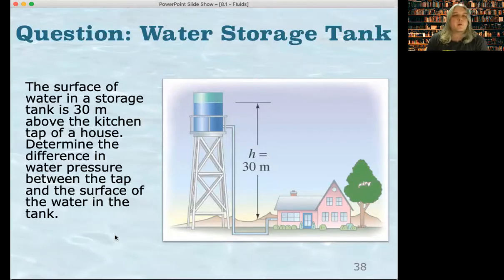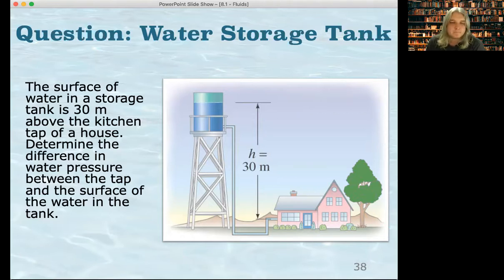The question is about a water storage tank. A rural house that's not on town supply has a tank of water that's been raised up, so that we have this pressure pushing downwards and the water comes out of the tap when you turn the tap on. And the question is, what is the difference in water pressure between the tap and the surface of the water in the tank?